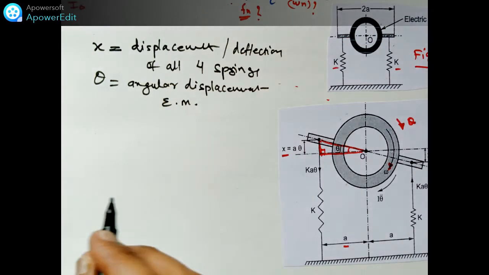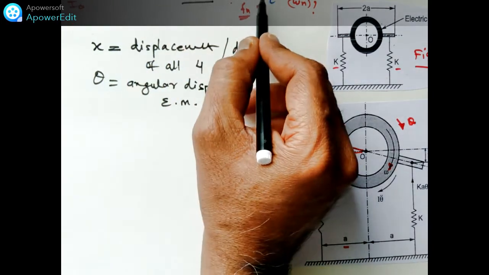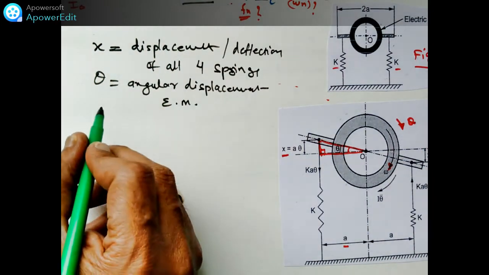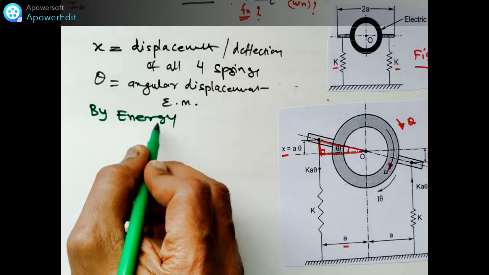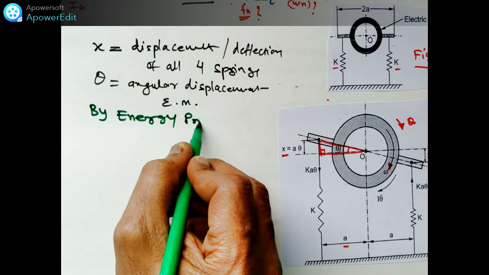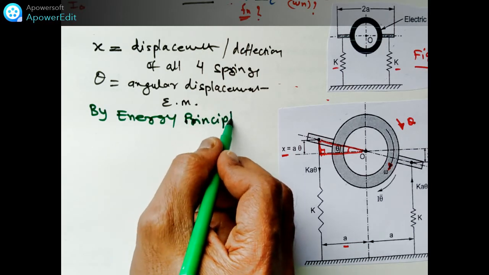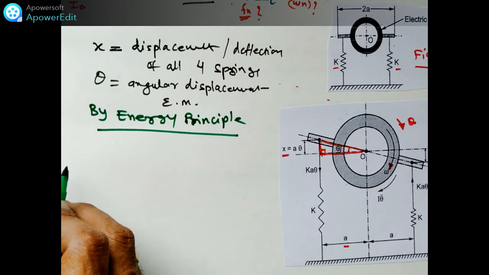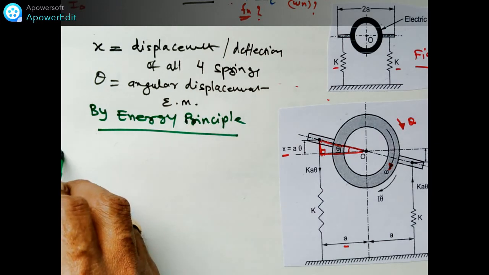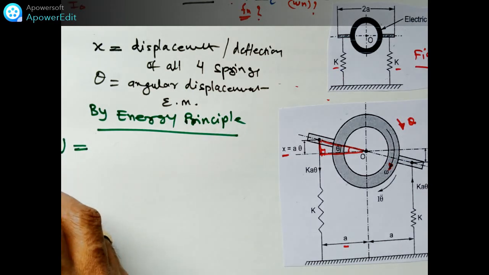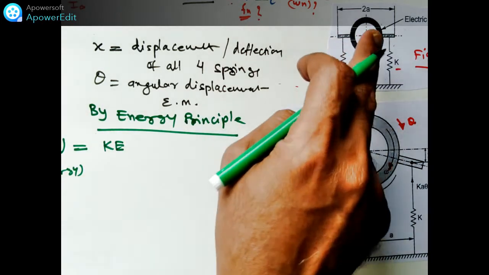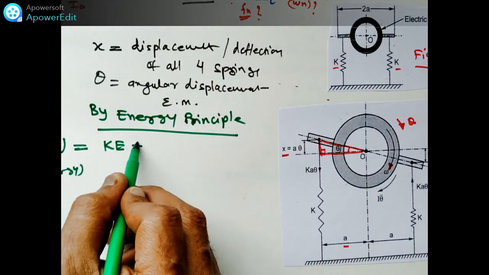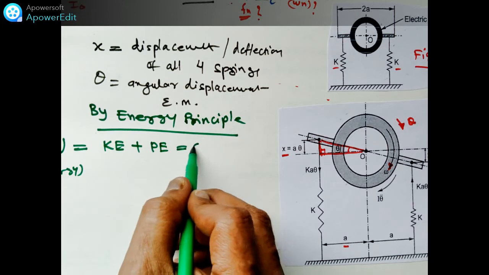So what we have to do? We have to find out the natural frequency by using the energy method, this energy principle. So what does the energy principle state? The total energy is equal to the total kinetic energy of the system plus the potential energy of the system, which is always constant.